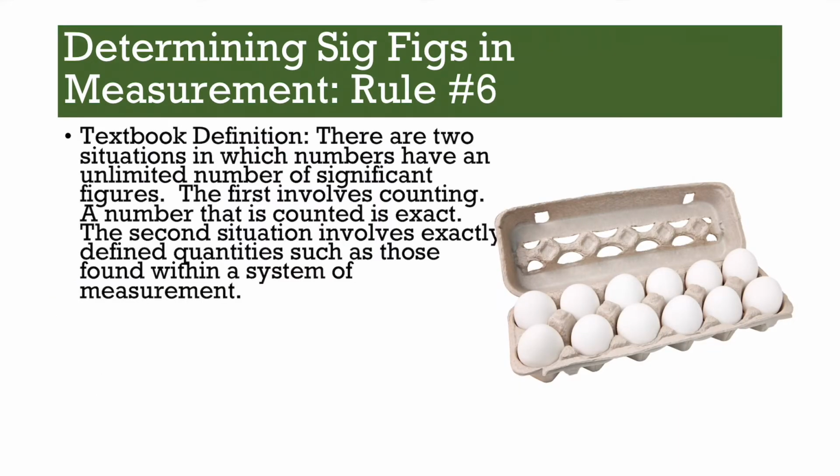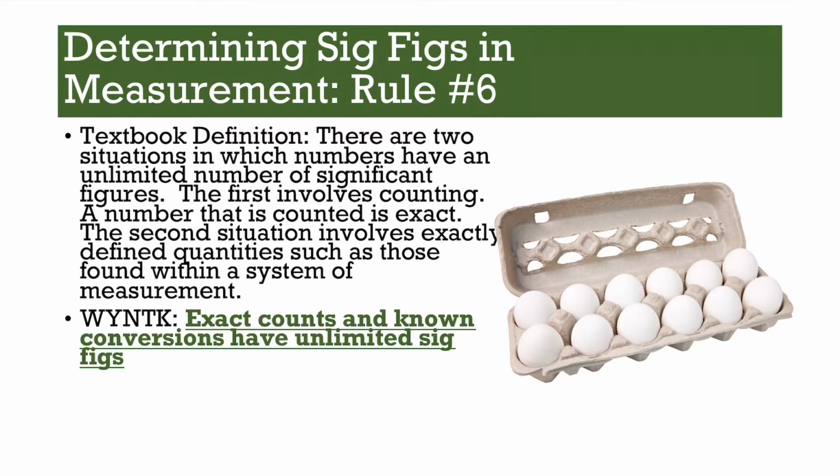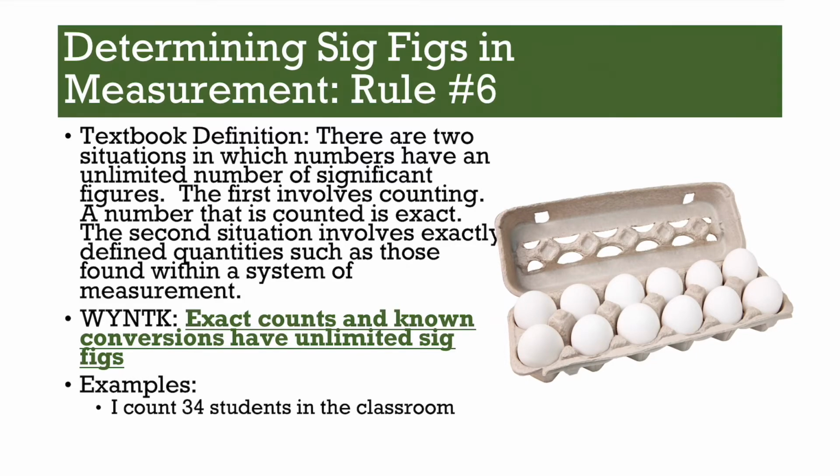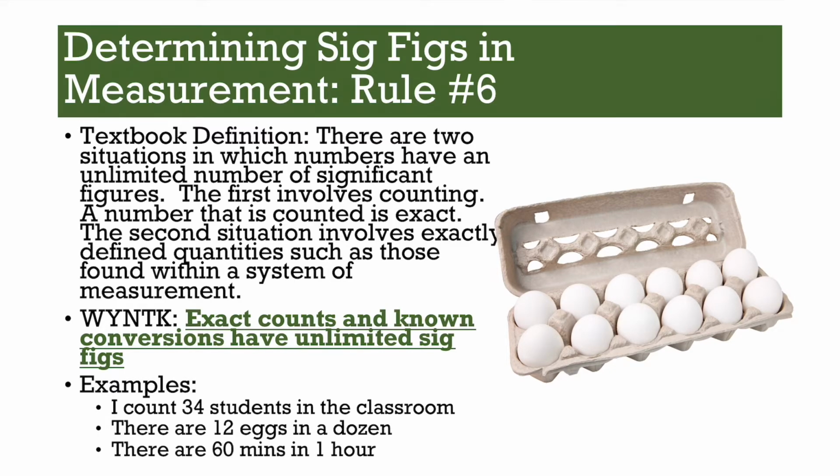So number 6, again, here is a long textbook definition. What you need to know is that exact counts and known conversions have unlimited significant figures. So for example, I could count 34 people in a classroom. There will always be 12 things in a dozen. There will always be 60 minutes in an hour.